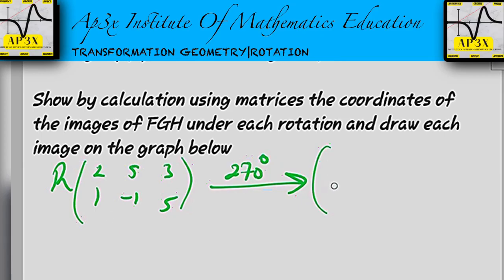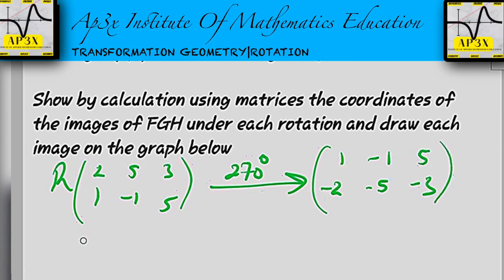So the 2 is going to go down and change. The 1 is going to come up and remain. The 5 is going to go down and change. The negative 1 is going to go up and remain. And the 3 is going to come down and change. The 5 is going to come up and remain.